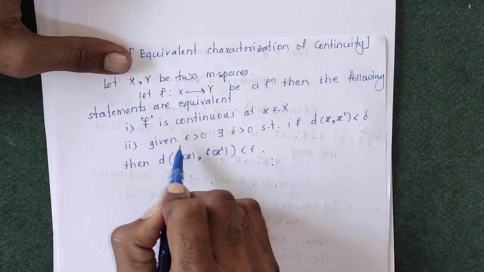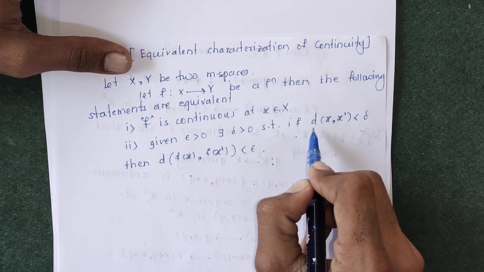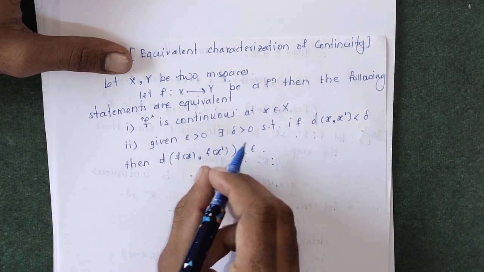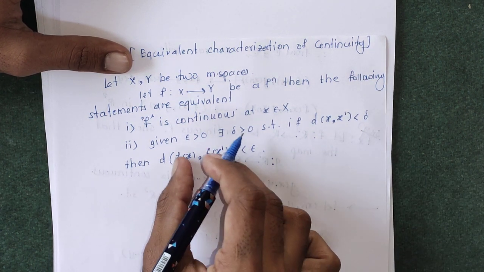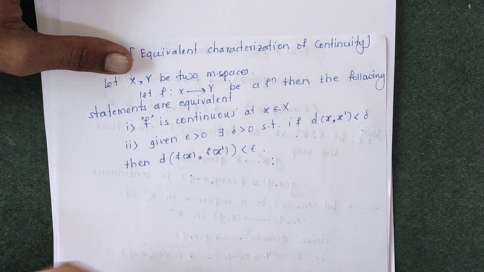That is, for every epsilon positive there exists some delta positive such that if the distance of x prime is less than delta, then the distance between f(x) and f(x prime) is less than epsilon. This is the epsilon-delta definition of continuity.